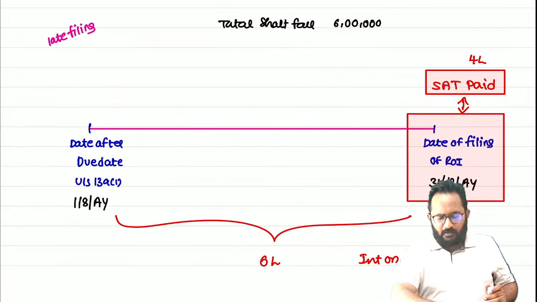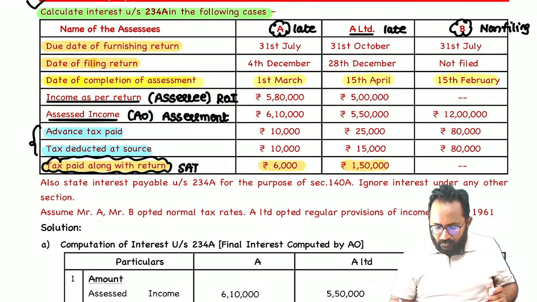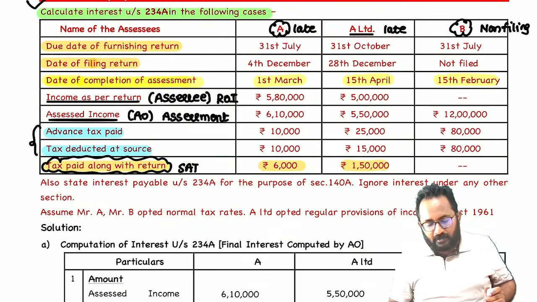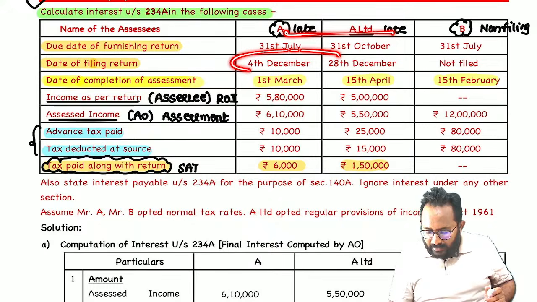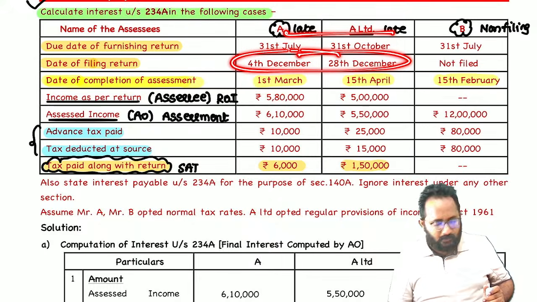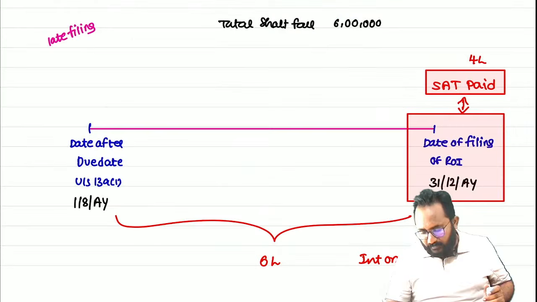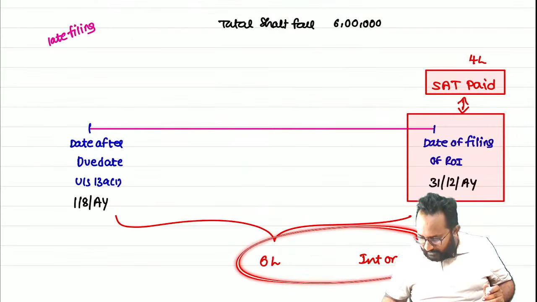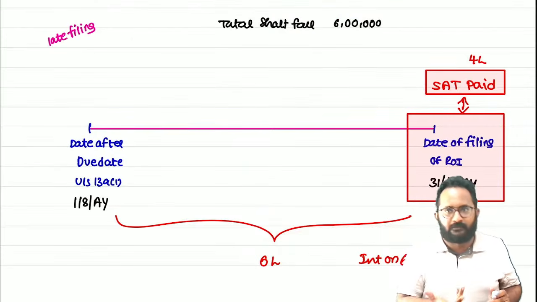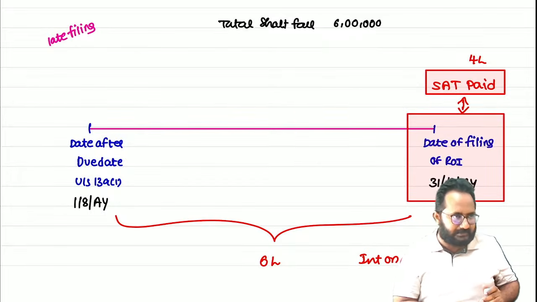In case of late filing, we can calculate interest up to what? The date of filing of return. Here they paid the tax also on the last day. So is the interest burden reduced in any way? No. So I will not consider that fact.